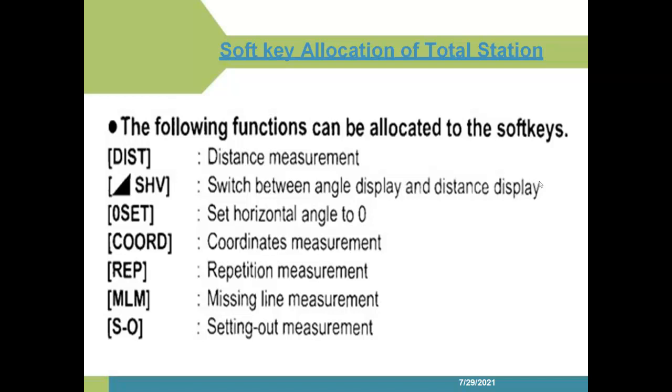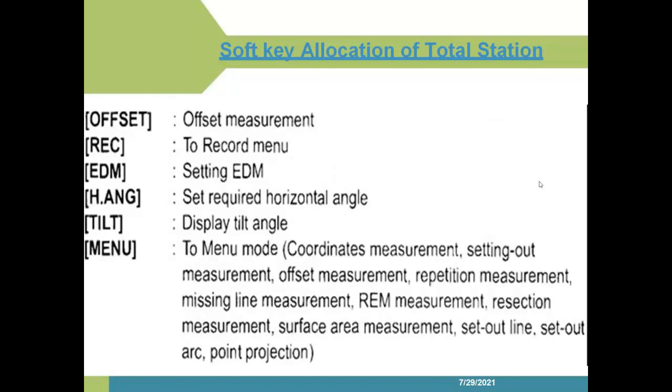Repetition means we already said the horizontal angle is measured by the repetition method or iteration method. Here, in repetition we give the number of times, so it is a repetition measurement. MLM means missing line measurement. SO is a setup measurement. And offset measurement, record menu and EDM setting, set record horizontal angle means if any other horizontal angle is there in that particular area, we can fix that.